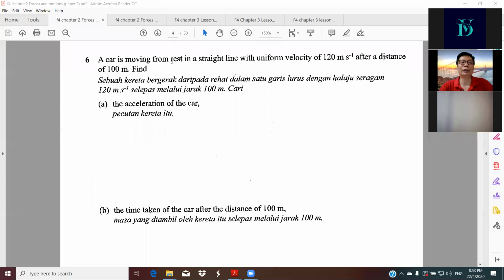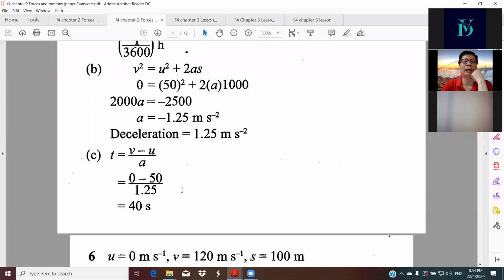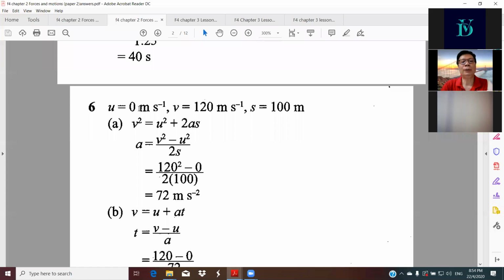Moving from rest means initial velocity u equals 0. Later on the velocity becomes 120. This is the final velocity now. After a distance, displacement s is 100. Find the acceleration. Use this formula. You have u equals 0, v final velocity 120, s displacement 100. So plug into this formula and you can find a. v 120, u 0, s 100. So you get 72 meters per second.